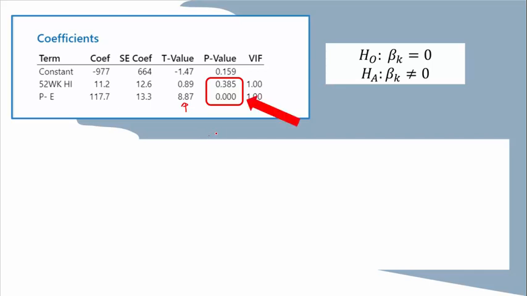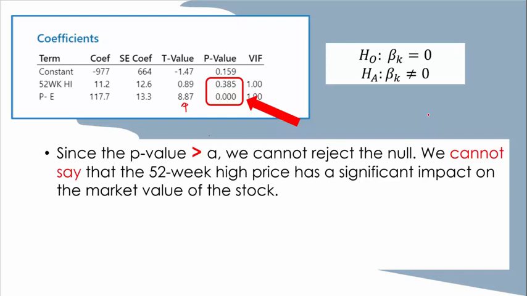Our test is to try to see if beta is supposed to be something that's statistically 0 or something statistically far away from 0. By now you should be getting the idea that when the p-value is small, we can reject the null. So I can quickly look at these p-values and know what the answer is. For the 52-week high, since the p-value is greater than alpha, we cannot reject the null hypothesis. We cannot say the 52-week high price has a significant impact on the market value.